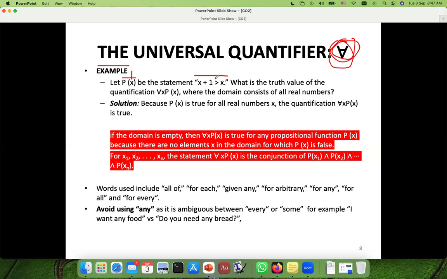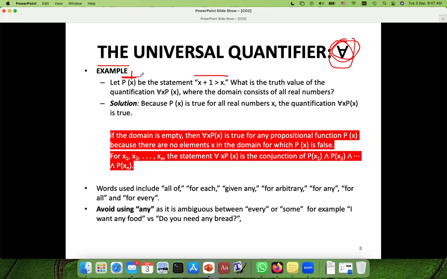And these predicates, when they are in the form of a logical expression, can also be propositions, which means they can give you a true or false value only if a value is assigned to the variable. This is the definition of the predicate.